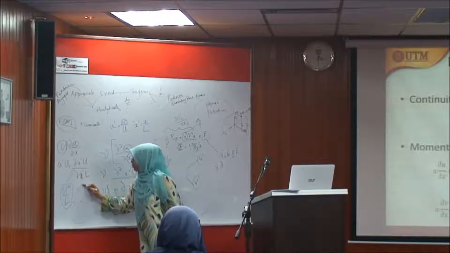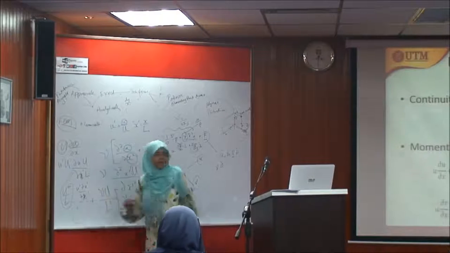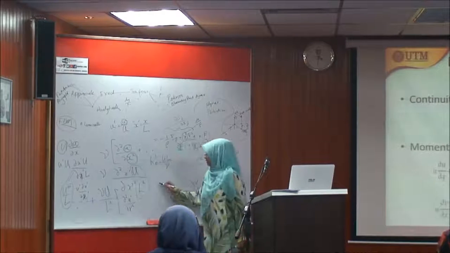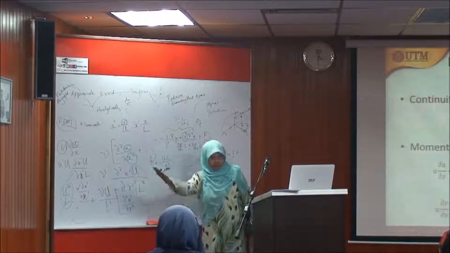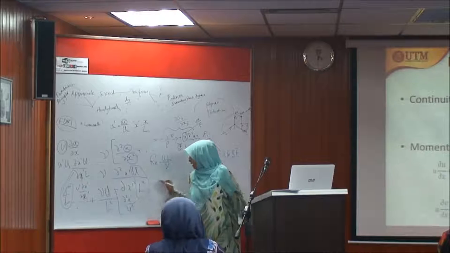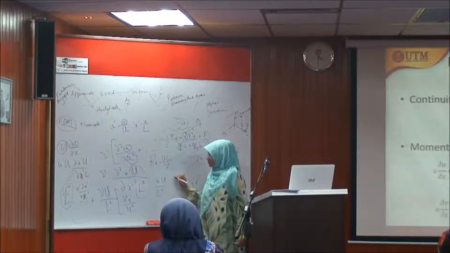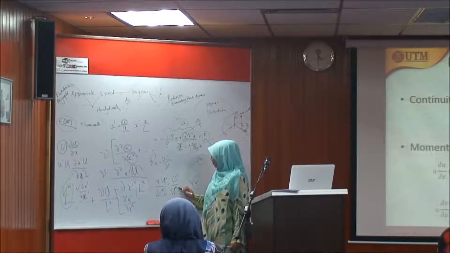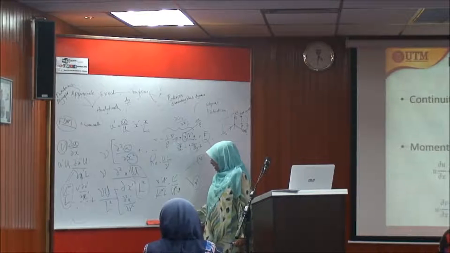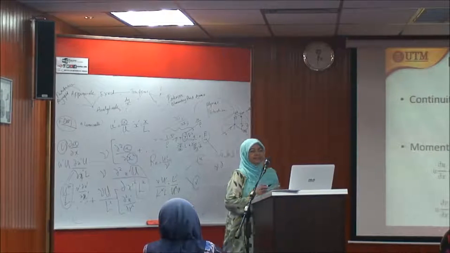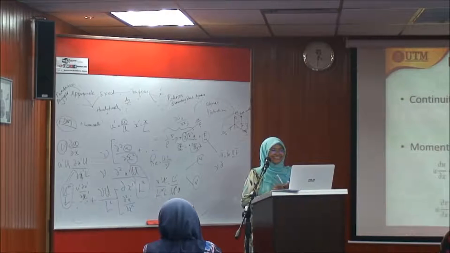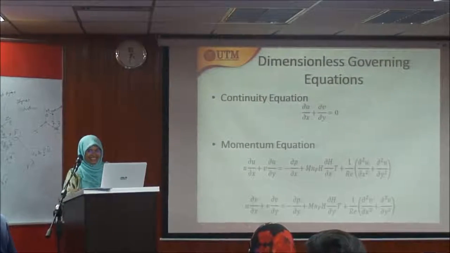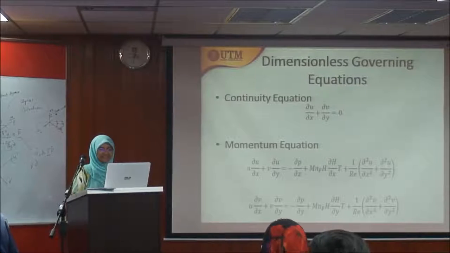And here we get U prime del u prime over del x prime, this thing, U du dx. We multiply with this, dividing through by U squared over L. So what do we have? L squared times L over U squared. I think we get it: L U times mu over L U, which is 1 over Re. Okay, so that's how. This is algebra.